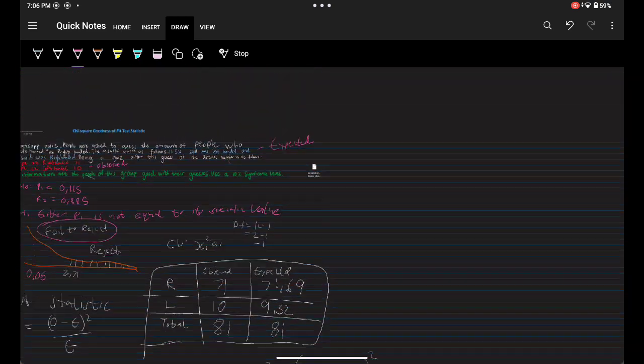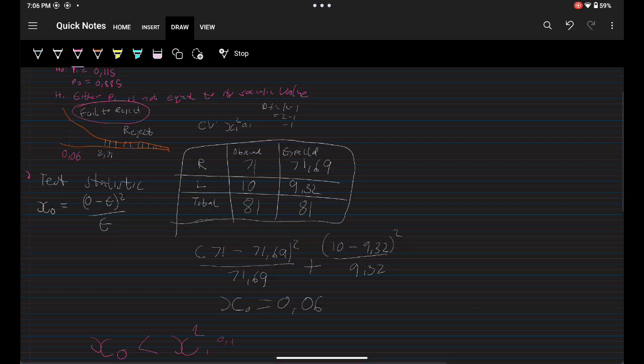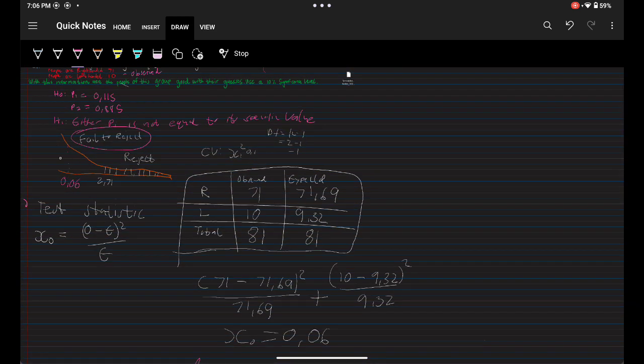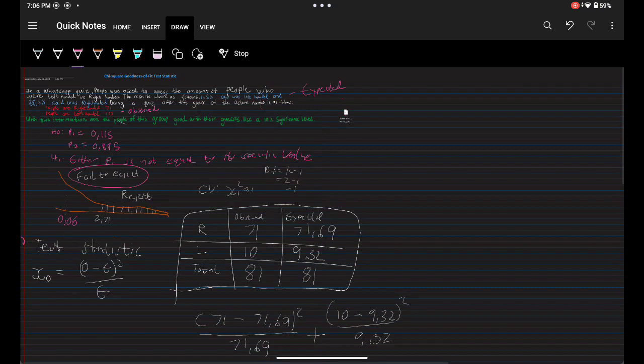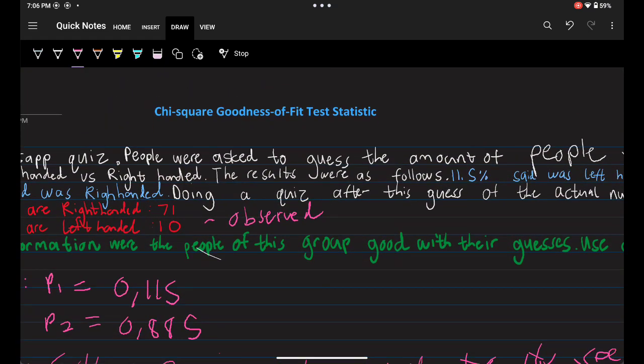So remember, first step, find the critical value. Second step, test statistic. You need to draw a table and use the formula for the test statistic. You get the test statistic, which is over here. Put it on the graph you did earlier and see whether it's less than or greater than the critical value. And that's it for the chi-squared goodness of fit test.